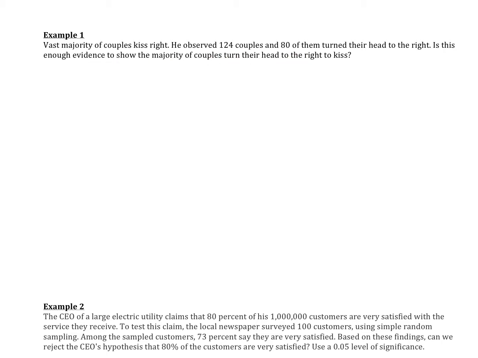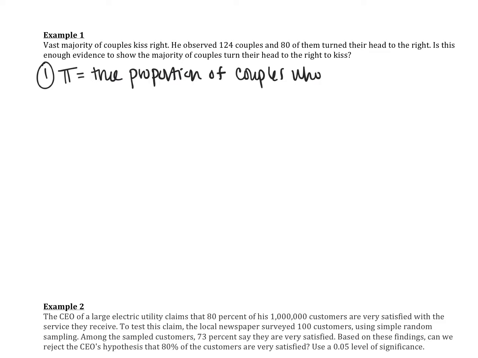Okay, let's start off. Step 1. Define pi. This is and will always be the true proportion of, and we're looking at, couples who kiss right. Okay, step 2 and 3. Step 2 is our null. Step 3 is our alternate.